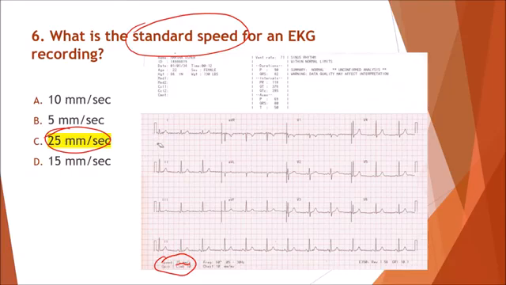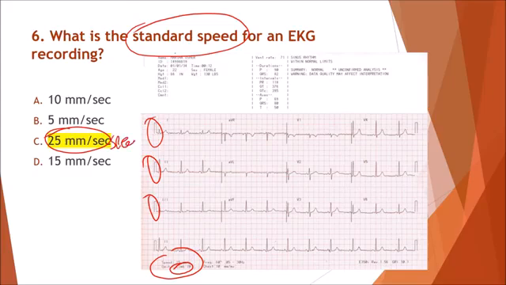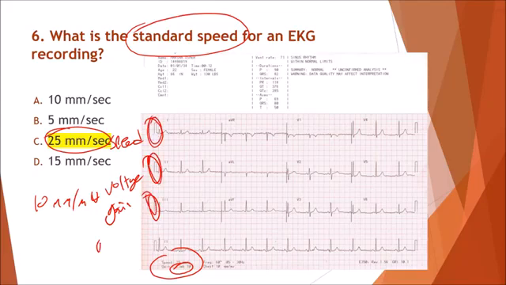Now, if this question was a little different, what if it was asking, what is the gain? What is the amplitude of it? Well, the amplitude is this. And again, it tells you down here, that one should be 10 millimeters per 1 millivolt. So make sure you know 25 millimeters per second for speed, and make sure you also know 10 millimeters per millivolt for voltage. Gain, again, these areas right here, or the amplitude.